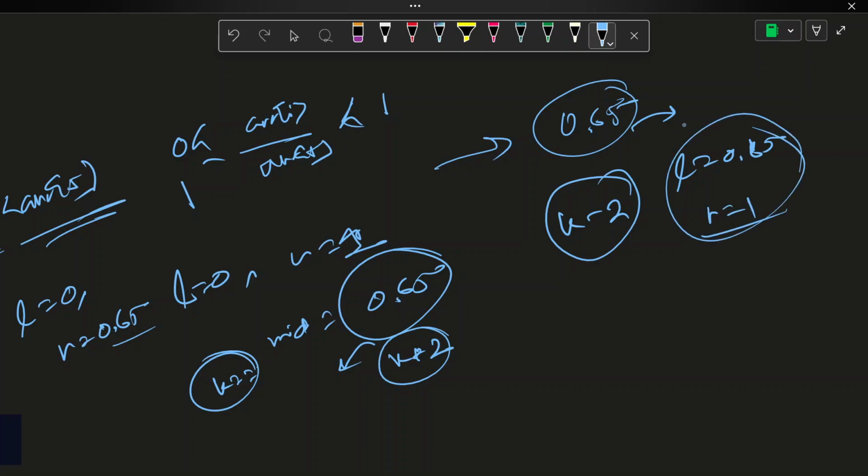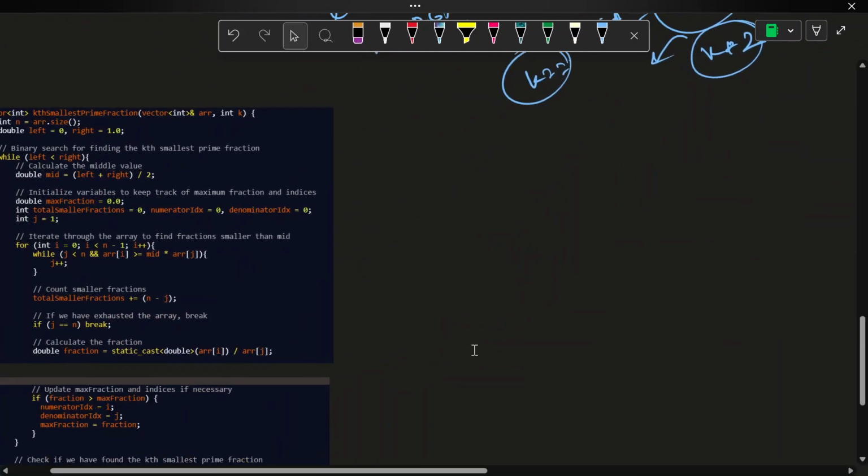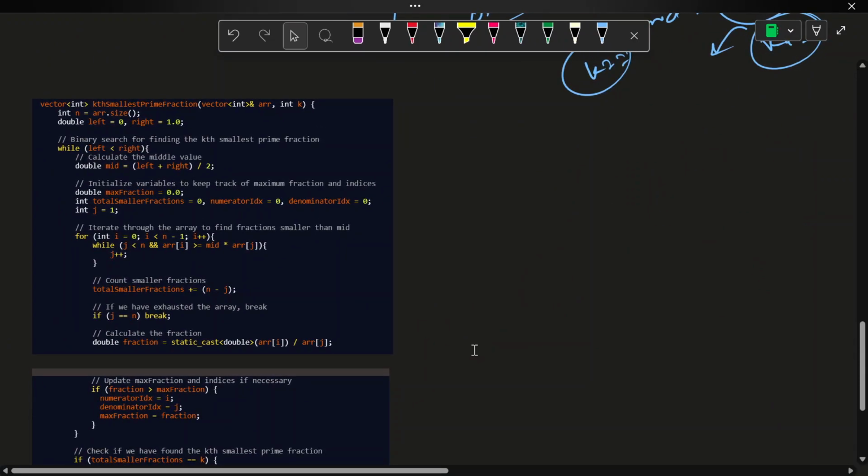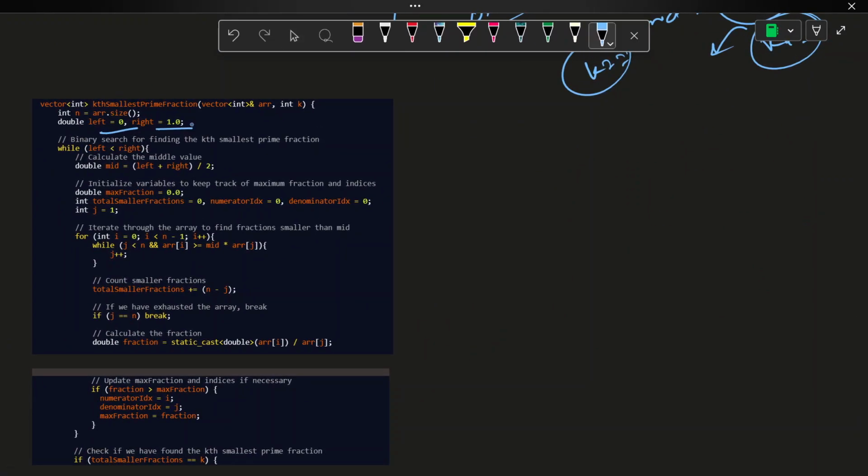Got it, right? Two situations. Let's see the code, it will be easier. Like left is 0 and right is 1. Why 0 and 1, I mentioned. Now suppose in binary search I calculated the mid value is 0.5 here. Now I'll check how many numbers are smaller than 0.5.